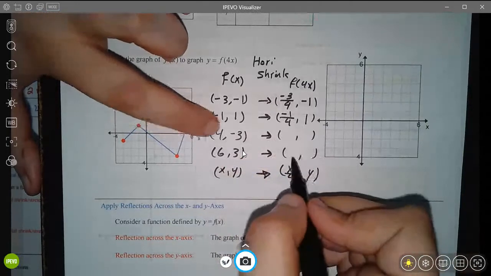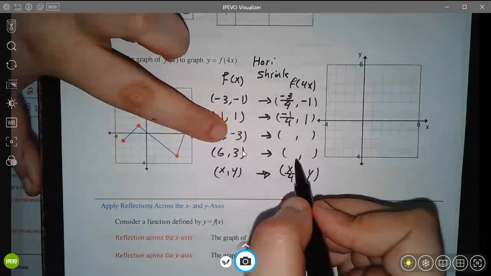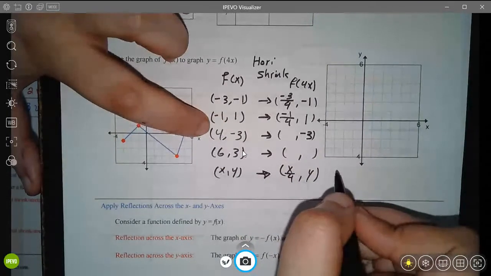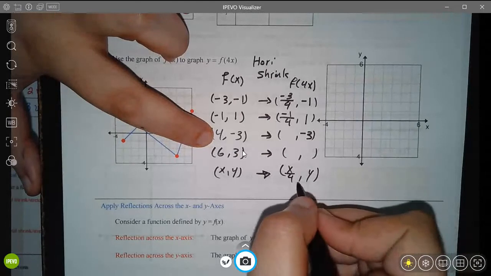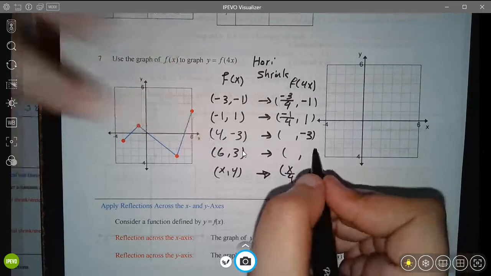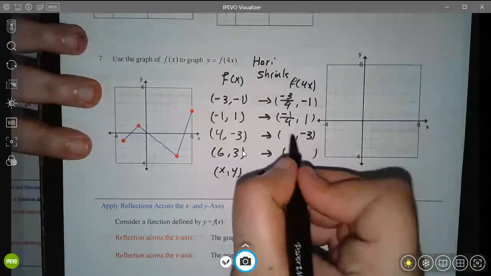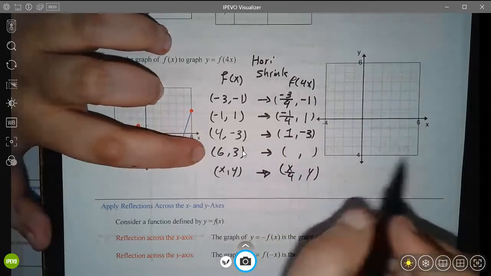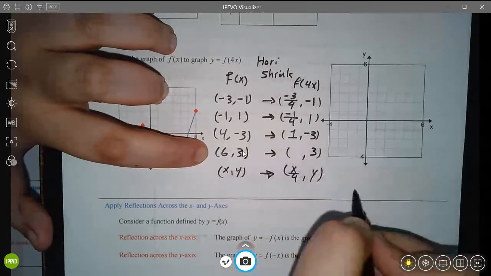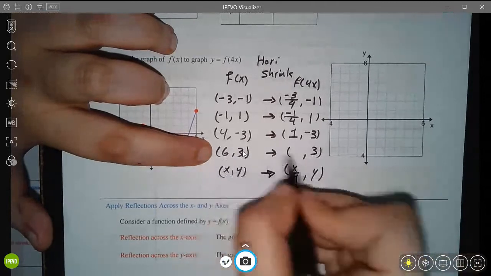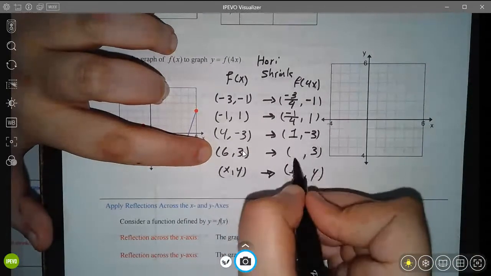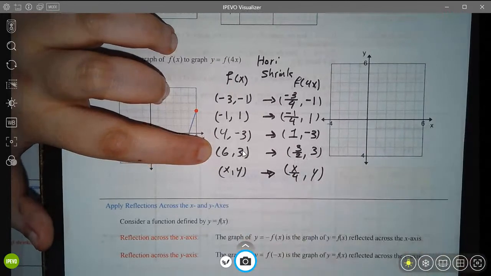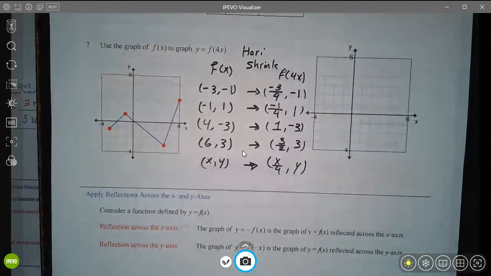What about this one? So x is -3. Sorry, y is -3. X is going to be 4 over 4, which is just 1. Okay, what about this one? Y is still 3. X is going to be 6 over 4, which simplifies to 3 over 2. See what I did there?